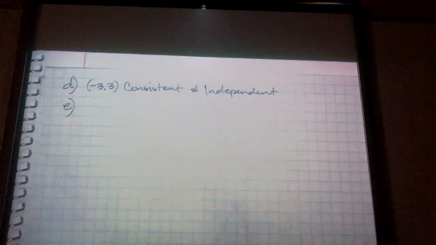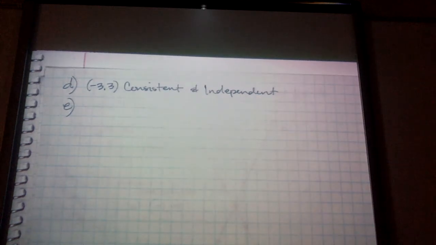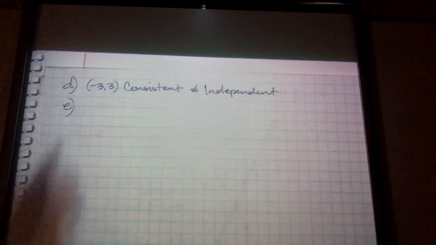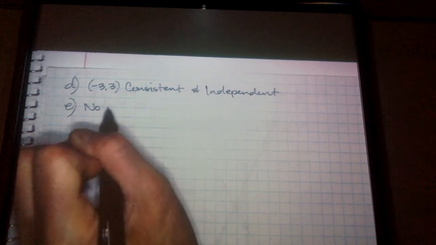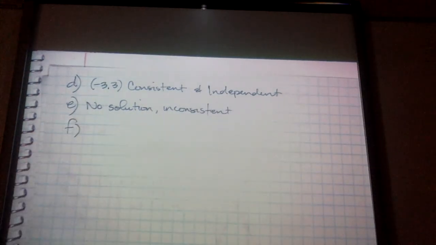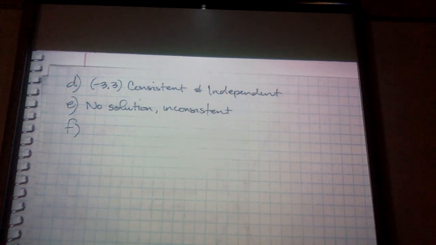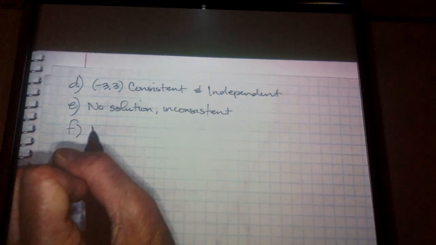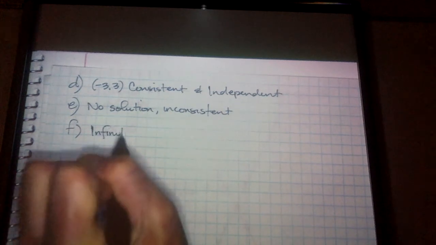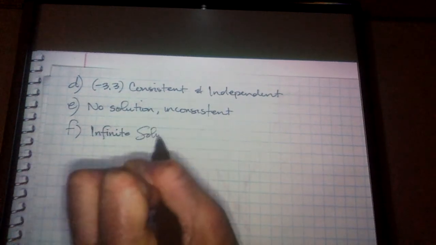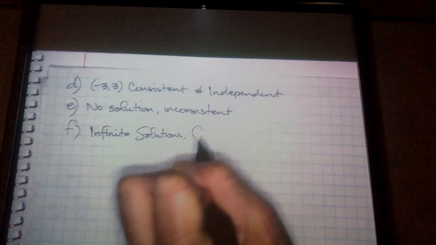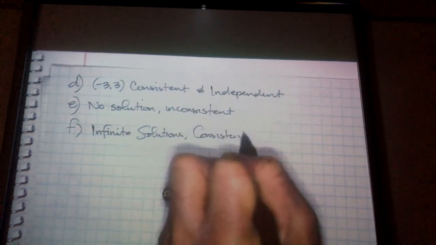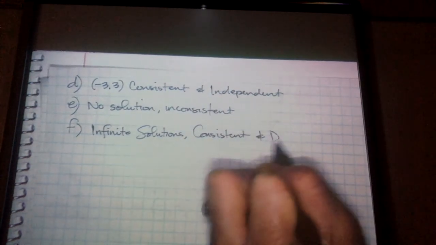In part E, notice in the book, part E are parallel lines. So in that case, I would say no solution or inconsistent. And part F, the lines are overlapping. So I would say infinite solutions, which means they are consistent and dependent.